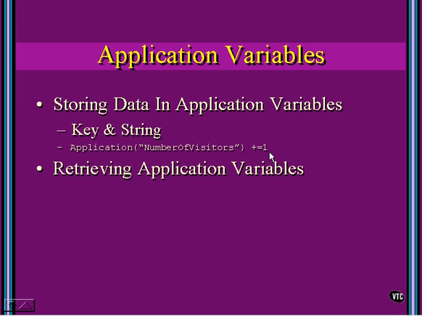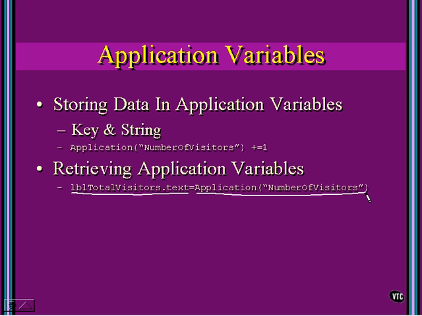Now, to retrieve any application variables, for example, I've got a label called total visitors, and I'm going to set the text property on it equal to whatever is stored out there in our number of visitors variable, that's an application level variable. Now, again, let's take a look at this and show you what this looks like.